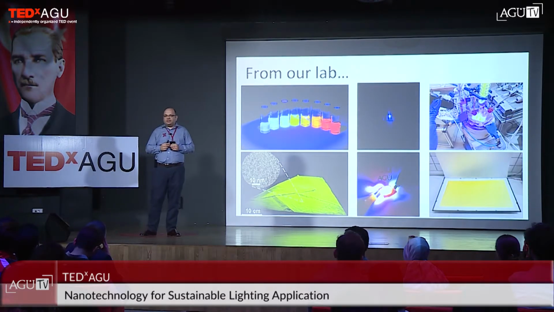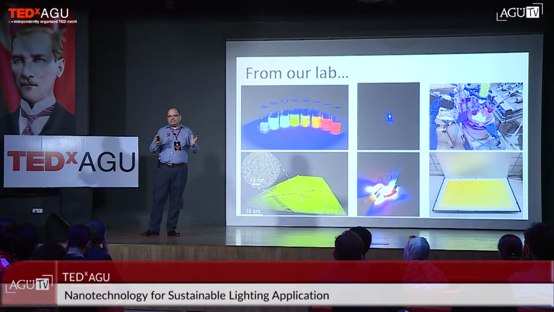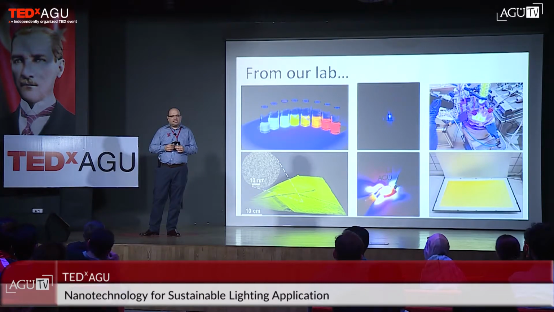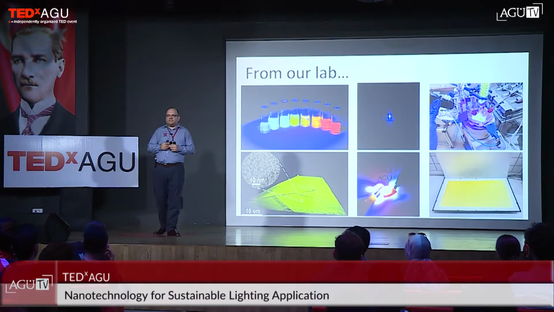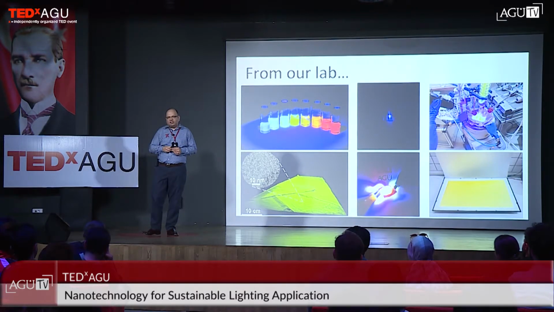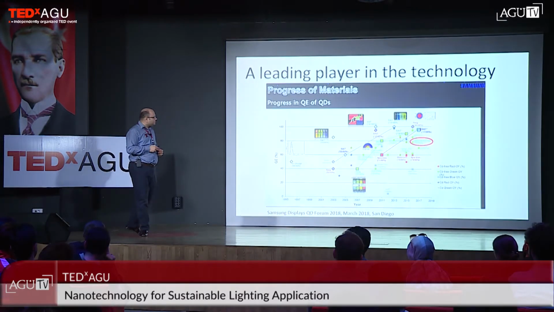We are always talking about the displays, but the thing is, we use about 20% of the electricity in everyday life just for lighting application itself. So it means that if we have efficient light sources, that would mean that we would have less power plants and everything will follow accordingly.